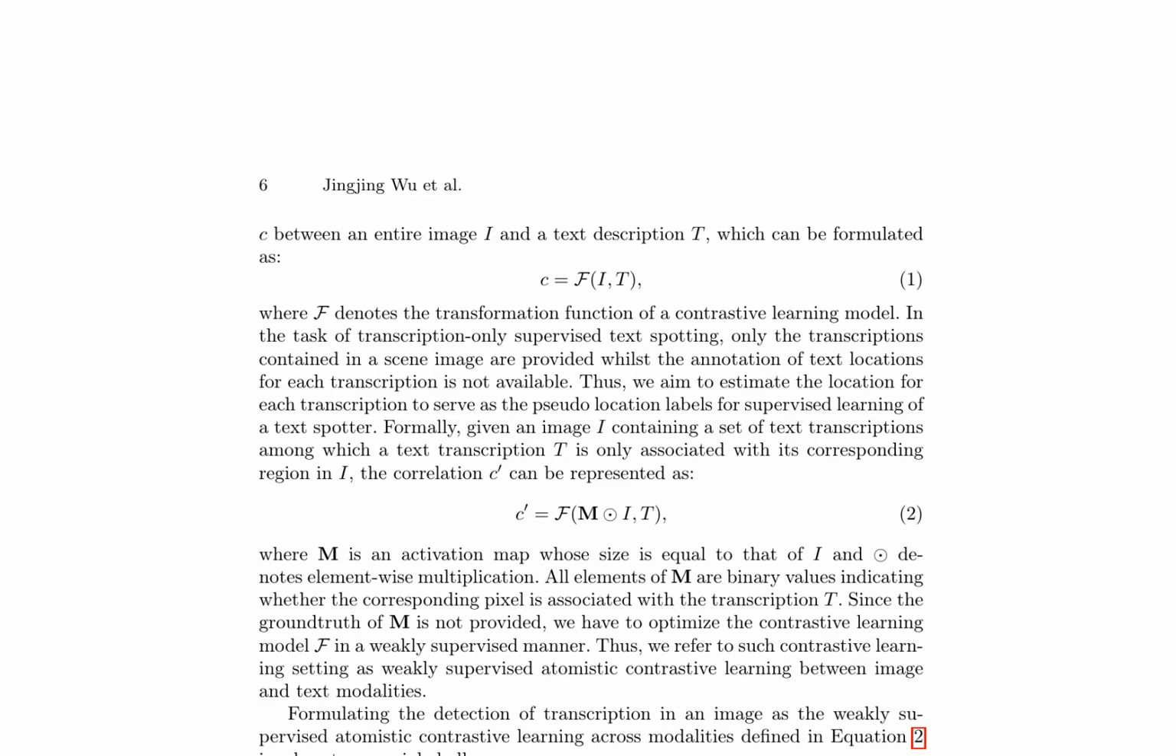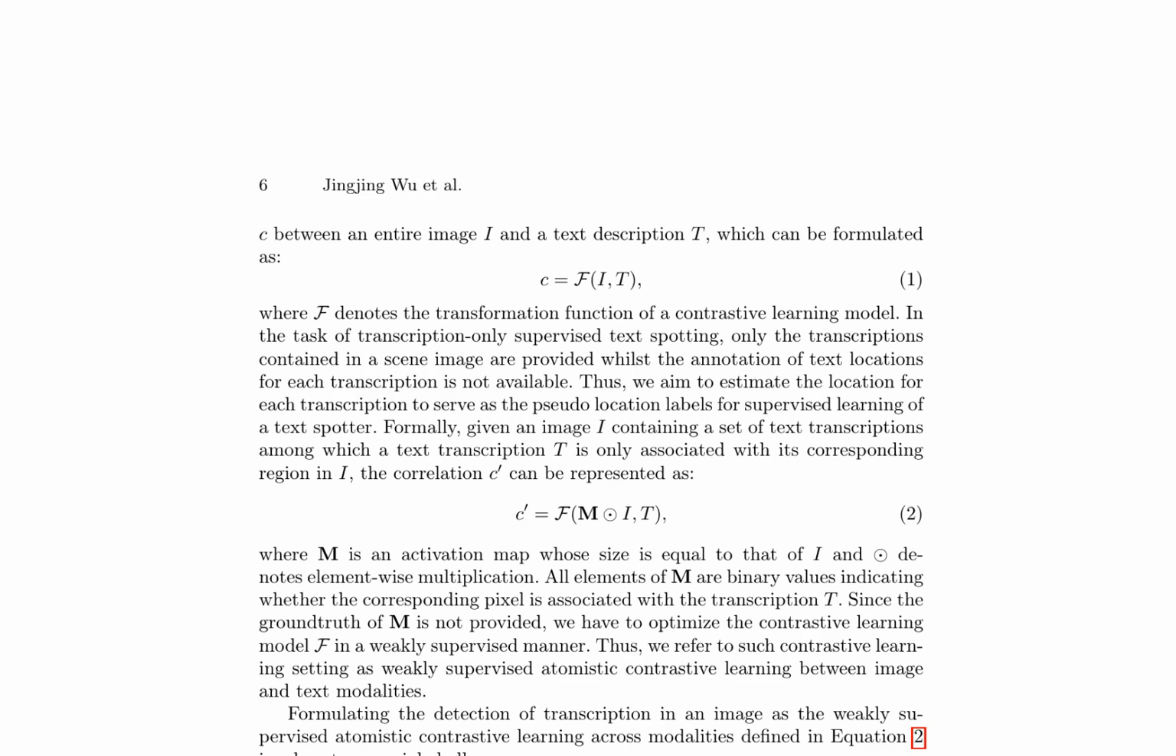The authors formulate the task of transcription-only supervised text spotting as a contrastive learning problem, where the goal is to estimate the location of each transcription in a scene image without annotated text locations. This is achieved by optimizing a contrastive learning model, denoted as F, which transforms an image I and a text description T into a correlation C, as shown in equation 1.